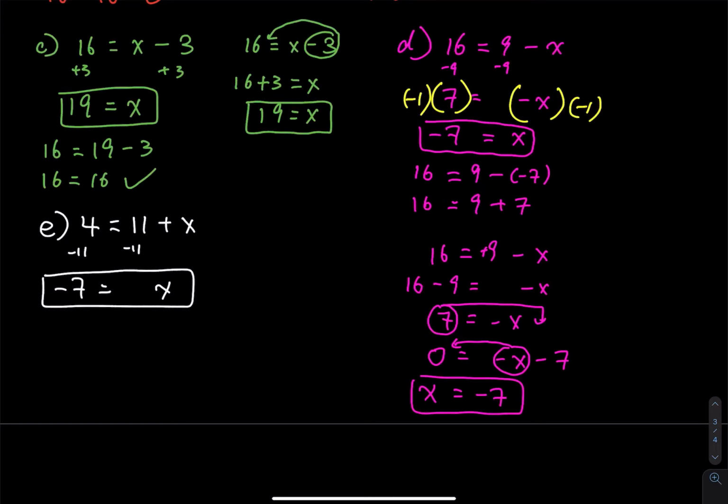Check my work. I have 4 equals to 11 plus negative 7. So that will be 4 equals to 11 minus 7, right? 11 minus 7 is equal to 4, so that is a check. Using my method to do it, 4 equals to 11 plus x. Move the plus 11 to the other side. I have 4 minus 11 equals to x. 4 minus 11 is equal to negative 7.